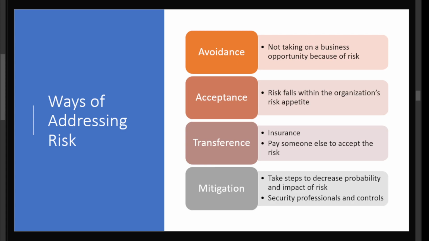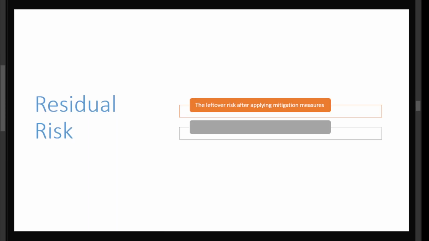Risk transference. This is insurance. Same thing as if you're paying your car insurance. You're transferring the risk of an accident to the insurance company, but you're also paying them. So you pay someone else to accept the risk. Risk mitigation: take steps to decrease the probability and impact of risk. This is hiring security professionals and implementing controls. So, residual risk. This is the leftover risk after applying mitigation measures.